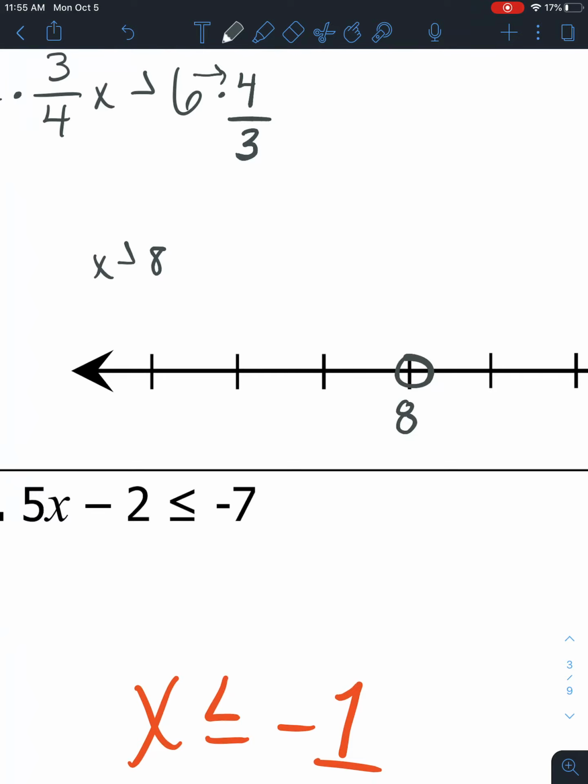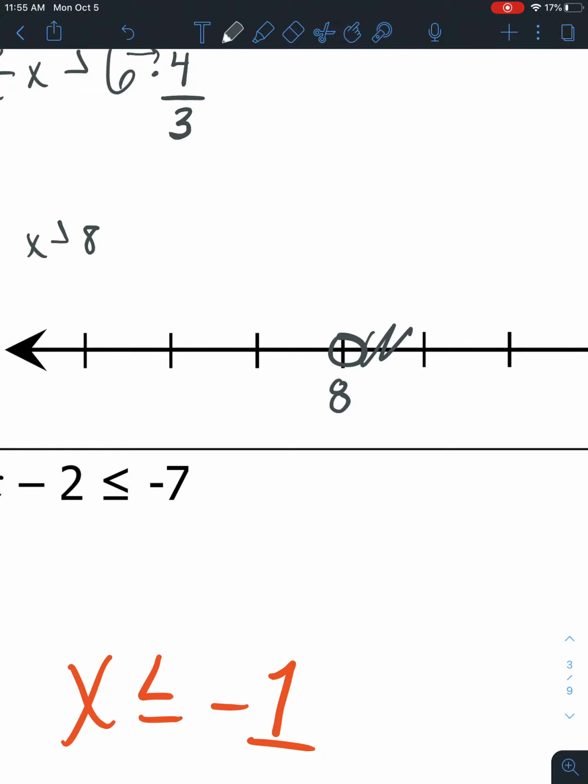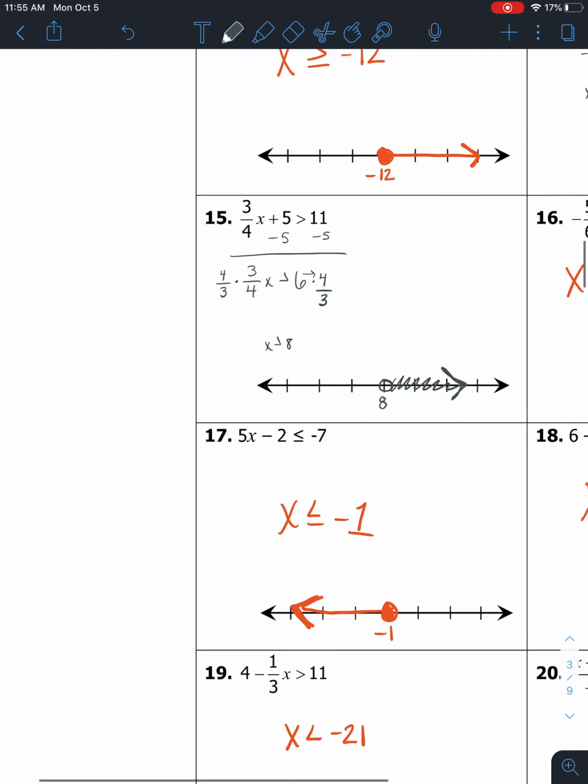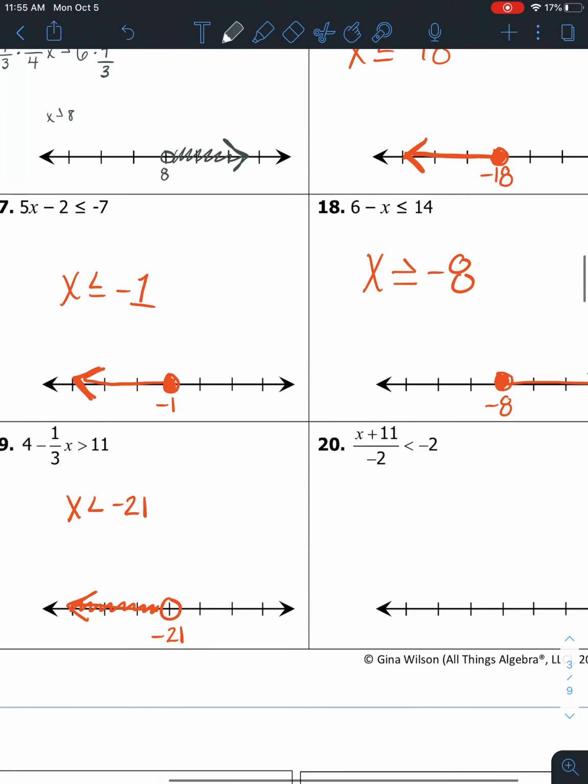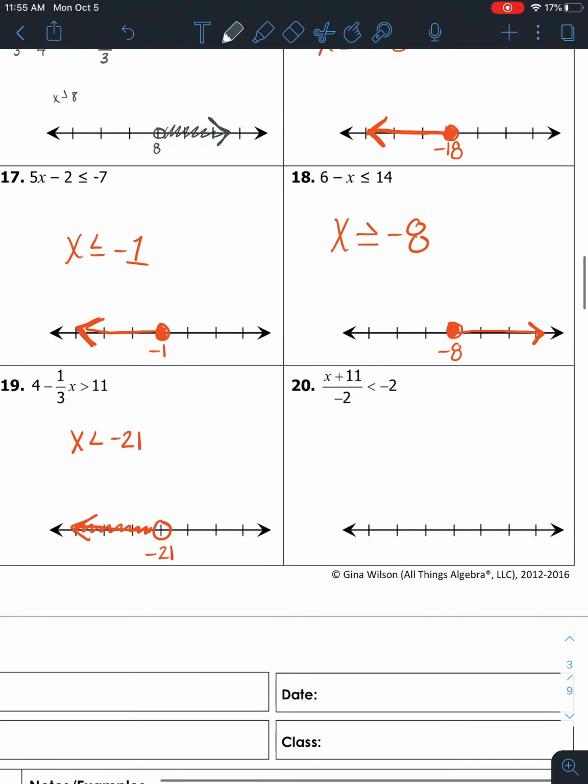Okay, I'm going to pick where I want 8 on here. Open circle. And we are shading in the direction that it's pointing. Beautiful. All right, 17 and 18 I have done for you. So again, take a moment, work through those two problems. If you've got a question, let me know. I did the same with 19.